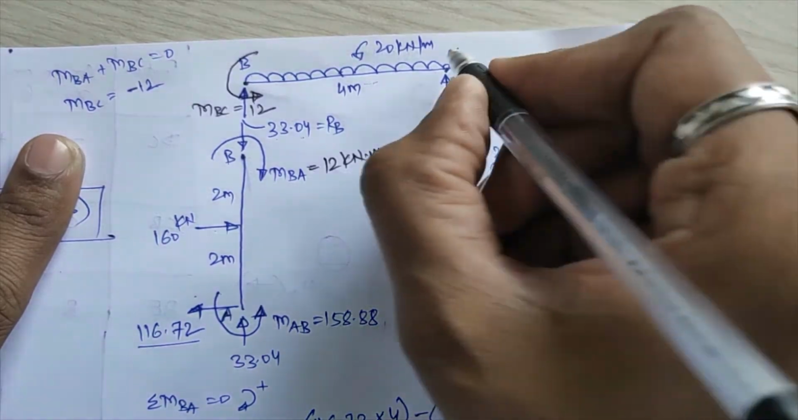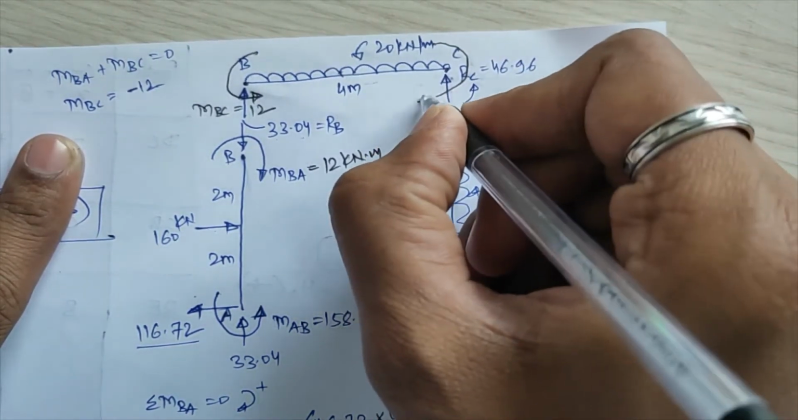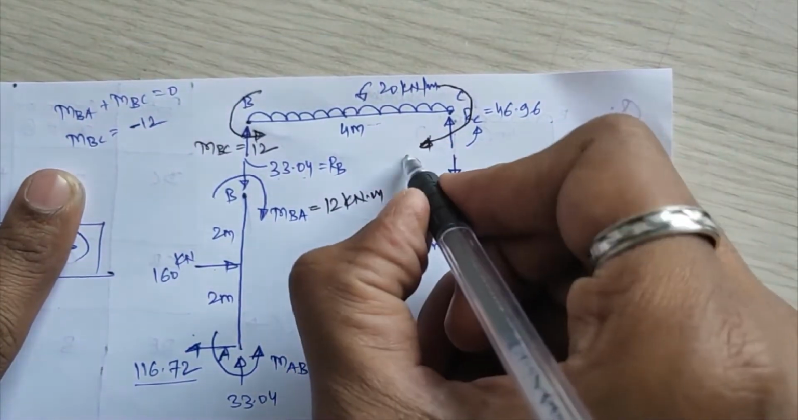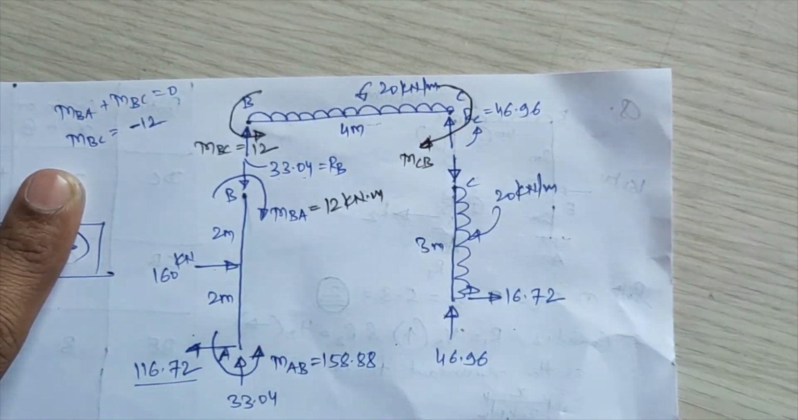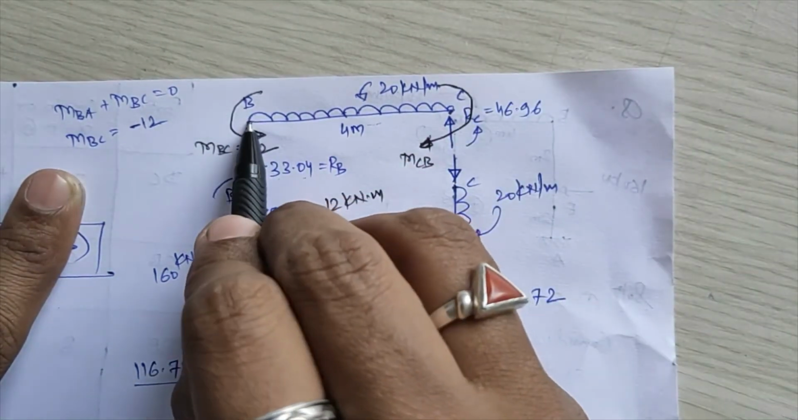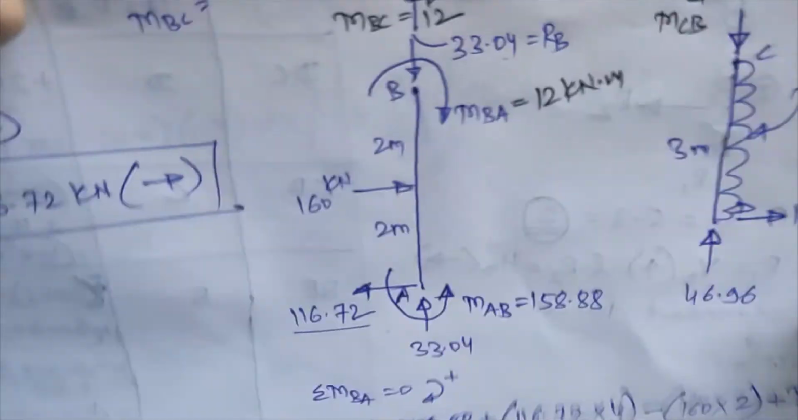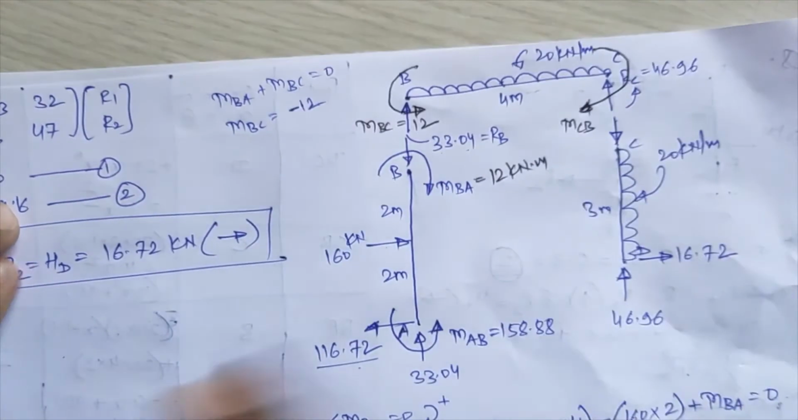Suppose what I am doing, I'll assume that this moment initially is acting in clockwise direction over there. That is your value of MCB. Okay, it is acting in clockwise direction. So we'll calculate that. How can we calculate? You can take moment either at point B or at point C over there. Okay. See, here I'll do the calculations.